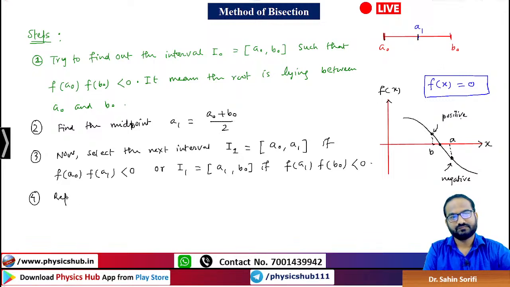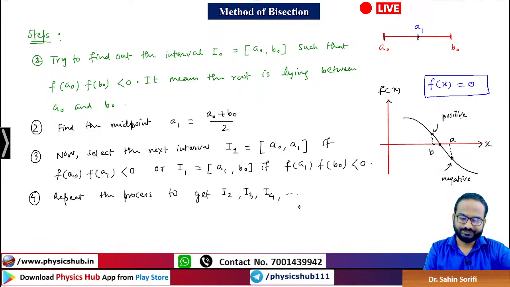Repeat the process to get I2, I3, I4 and so on. The more steps you repeat, the closer you get to the root. Okay.